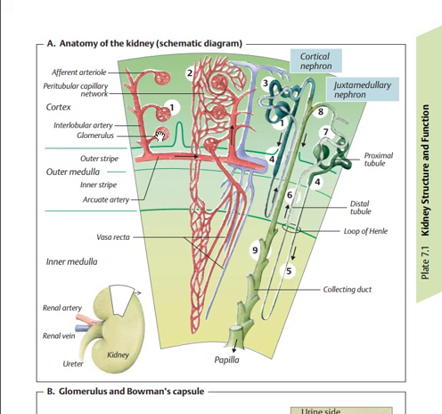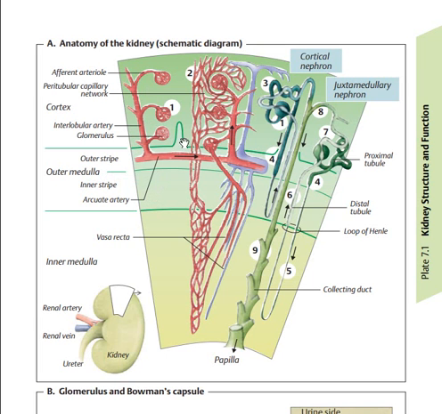We have the glomerulus here. Here is going to be the outer strip at this position. We have the outer strip of the medulla, and here you are going to have the inner strip of the medulla. So on the outer medulla, you have the outer strip and the inner strip.